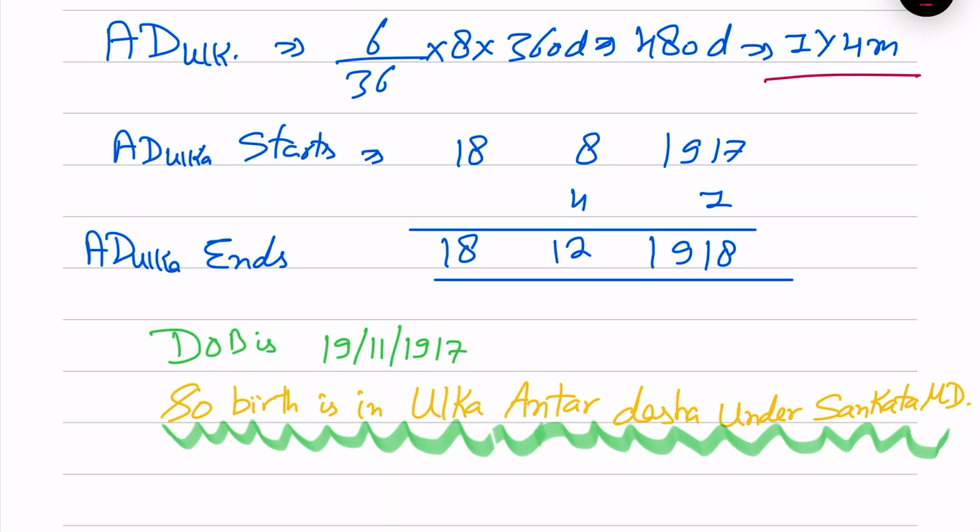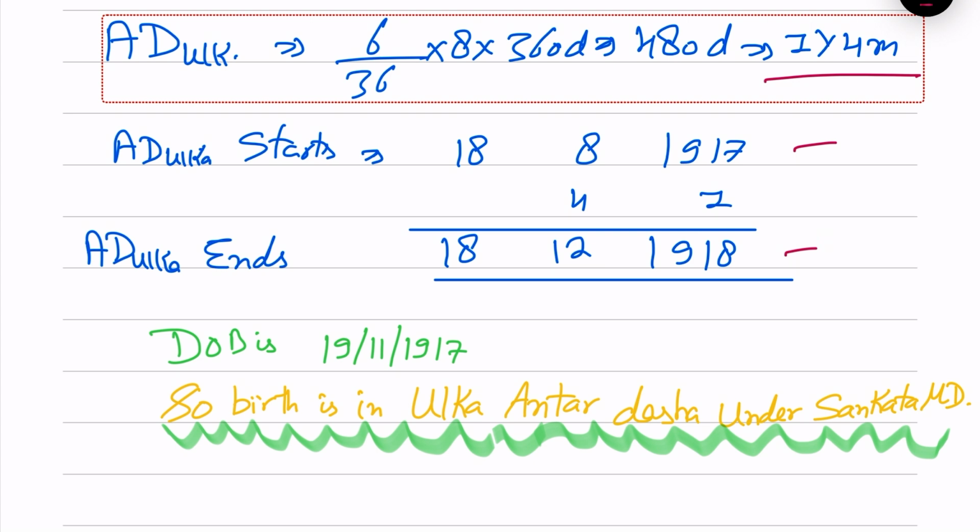We had the birth date, which was in 1917. So it is greater than this and less than this. So the birth was in the Ulka Antardasha of Sankata Mahadasha.